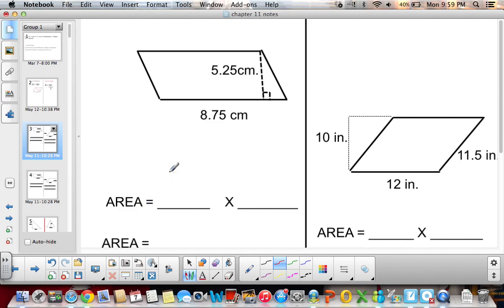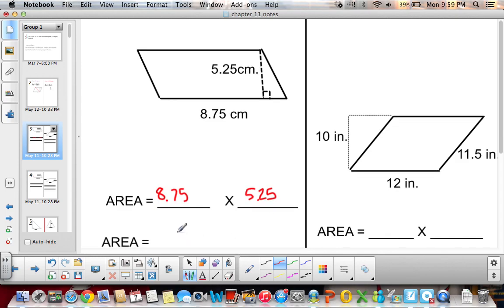So if we're given this parallelogram, and this is our base, this is our height, then our area, we take 8.75 times 5.25, because it's base times height. So we have 8.75 times 5.25 is 45. And we're going to round it to the nearest hundredth, so it would be 45.94, and since it's area, it's centimeters squared.